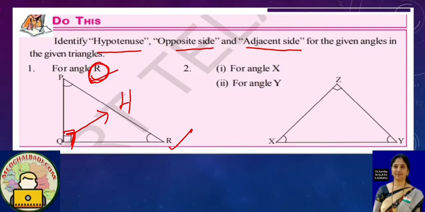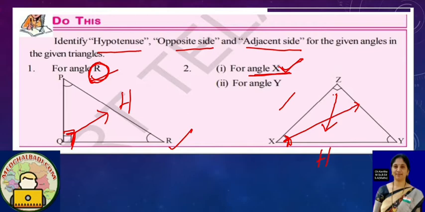So in the second problem, they are asking for angle x. First, based on angle x, you have to write. That means here at z we have the right angle, so this becomes the hypotenuse. And after that, based on angle x, you have to mention the opposite side, and the third one becomes the adjacent side.